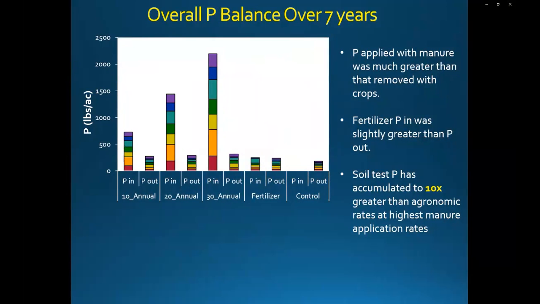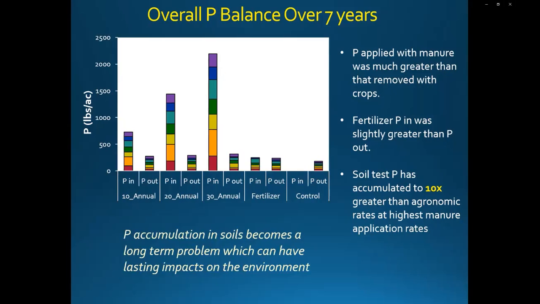And if you remember back to the soils data, the soil test P has accumulated to approximately 10 times greater than the agronomic rate for these high manure application soils. So P accumulation in these soils becomes a long-term problem, which can have lasting impacts on the environment. It takes a really long time to draw this phosphorus out, and therefore that phosphorus is available for loss if there's erosion or runoff from these fields.